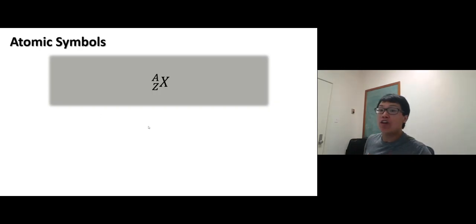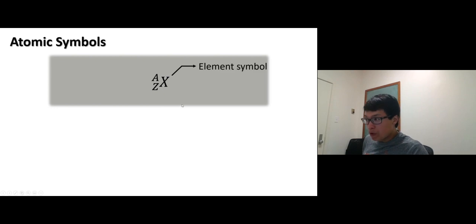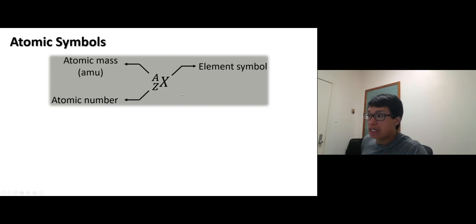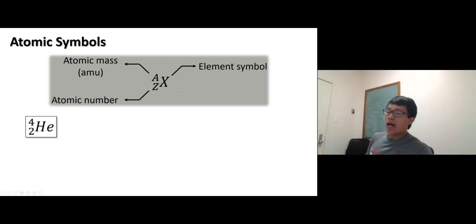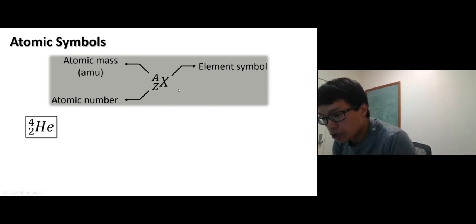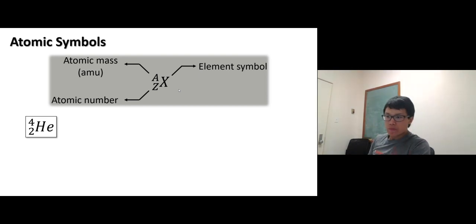All right, let's talk about the atomic symbol. Hydrogen, helium, neon, argon. They will have this atomic symbol. It looks like this. X is the element symbol, like H for hydrogen, He for helium, Li for lithium. The letter Z at the bottom is the atomic number, and A tells you about the atomic mass in atomic mass units, or U, or Dalton. So for instance, helium 2 and 4, or 4 and 2.